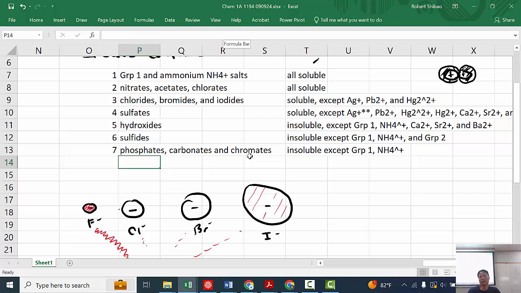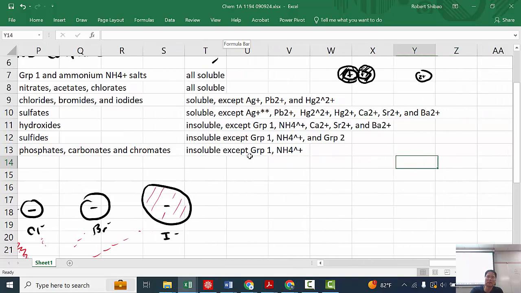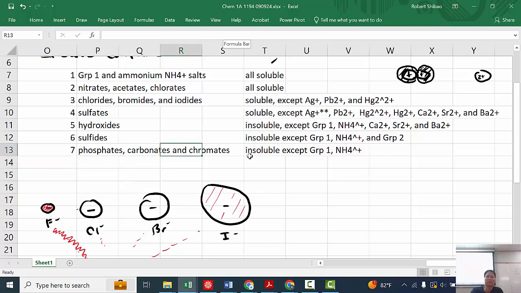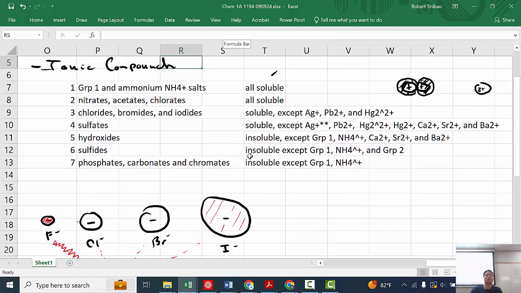You might think, why bother memorizing these? You can always look it up, right? I told you how to look it up: CRC, Merck Index, Wikipedia. Always look it up. But what we're trying to get is a better understanding of chemistry. In order to do that, we want to see the patterns or the rules or the laws of nature, how nature behaves.